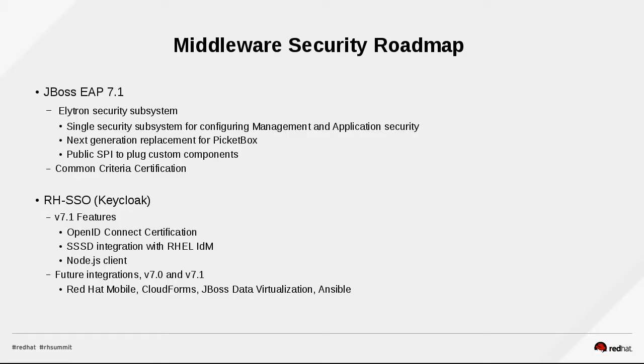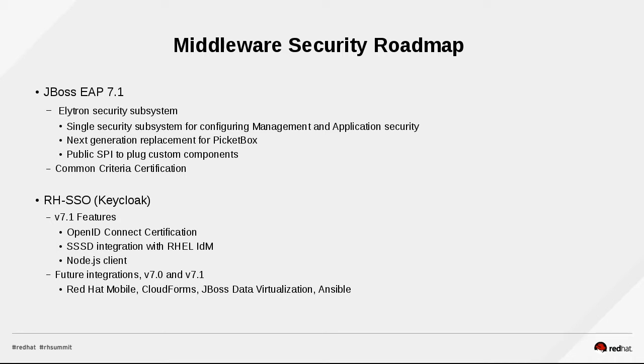The other thing that we're doing is on the certification side, Common Criteria certification would go into JBoss EAP 7.1. In Red Hat Single Sign-On, that's Keycloak, we are working on 7.1. Although we are based on OpenID Connect, we haven't formally certified it with the OpenID Connect conformance profiles. That's on the roadmap for 7.1. And if you have attended any of the platform side sessions, then we will also be having an SSSD integration with RHEL IdM, which will allow you to use Active Directory for us that's provided by RHEL IdM.